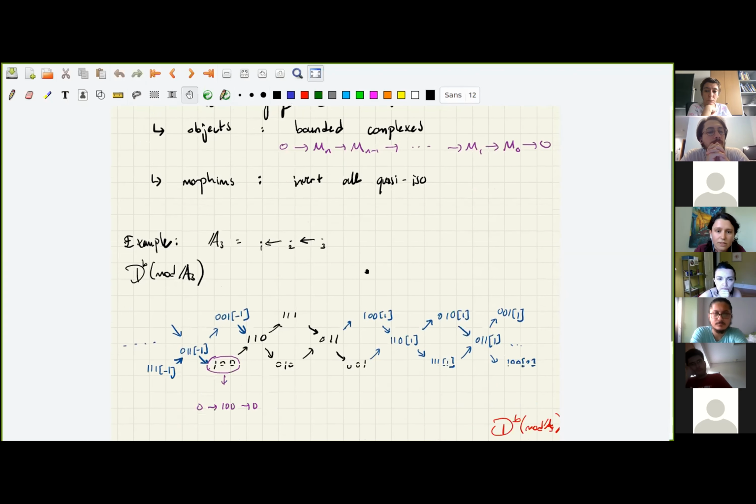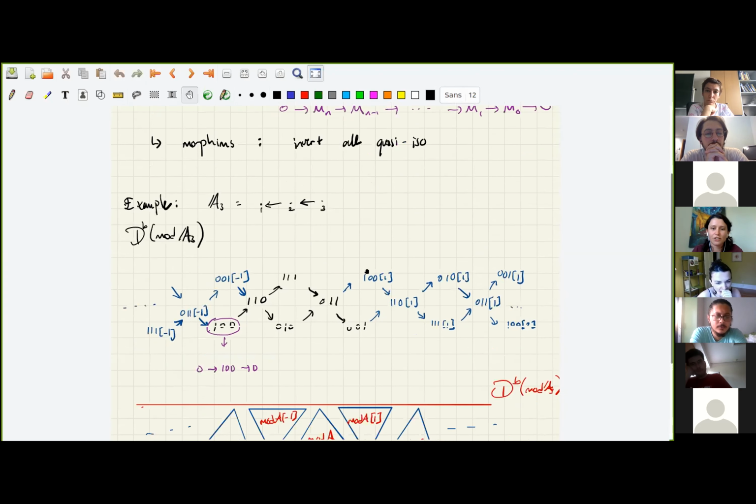I continue with the same example, the A3 example. We depicted the module category of the path algebra over this quiver. Now I illustrate the bounded derived category. Of course, for simplification of the presentation, I just wrote them with dimension vectors, and I ignore that they are complexes. So for instance, when I write 1, 0, 0 here, this really means the complex which has the module corresponding to dimension vector 1, 0, 0 in the 0th degree. These types of complexes are called stalk complexes. They only have one module in one degree and zeros everywhere else.